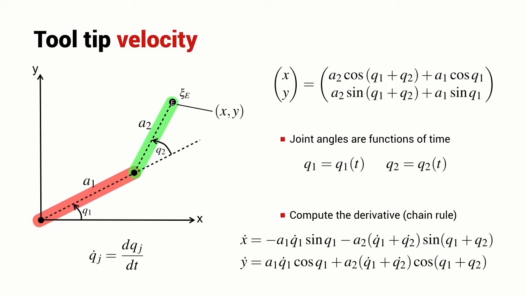The dot notation here means the derivative with respect to time. So x dot is the derivative of x with respect to time. q1 dot is the derivative of the joint angle q1 with respect to time. Computing the derivative is fairly straightforward. It's pretty much introductory differential calculus, and we need to apply the chain rule.